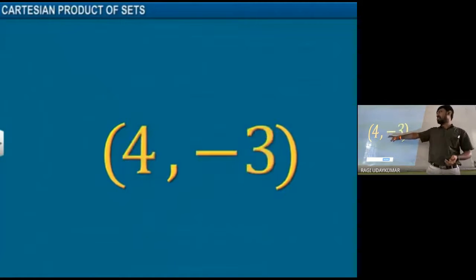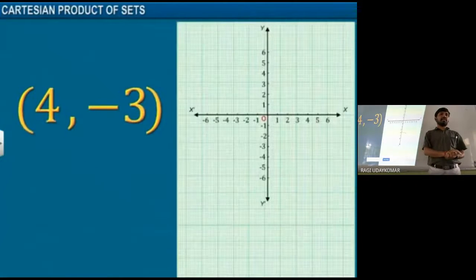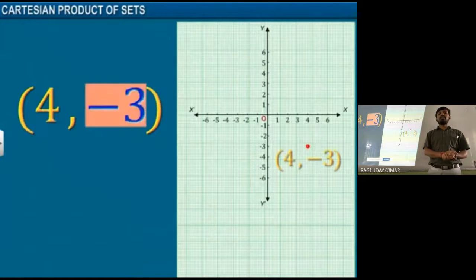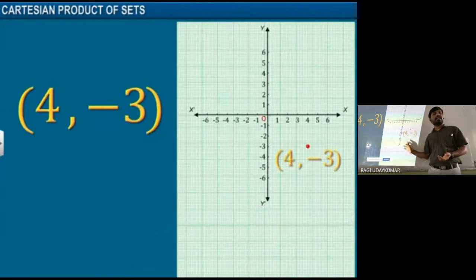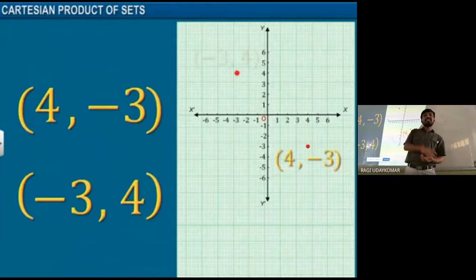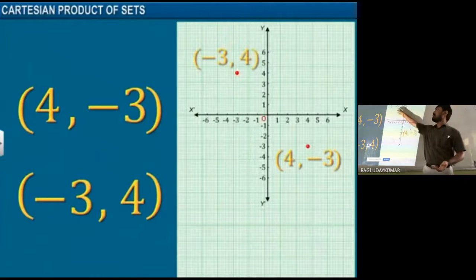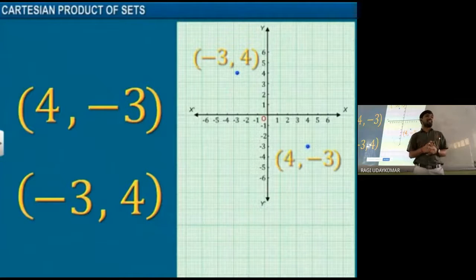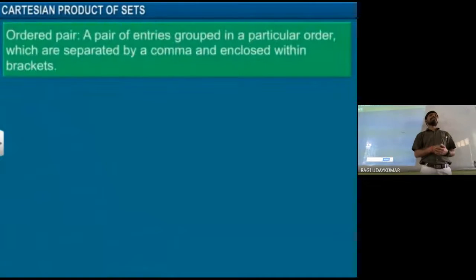Suppose a equals 4 and b equals -3. In coordinate geometry, when you plot that point, you get (4, -3) in the fourth quadrant. If you take (-3, 4), you get it in the second quadrant. So these two are not equal, because the first coordinates are different here.